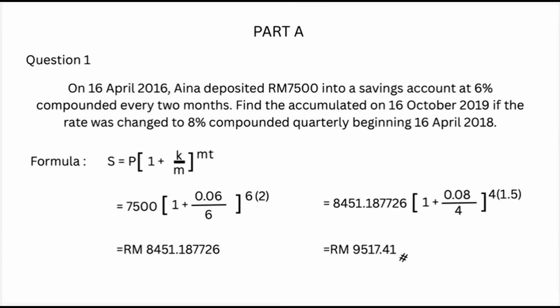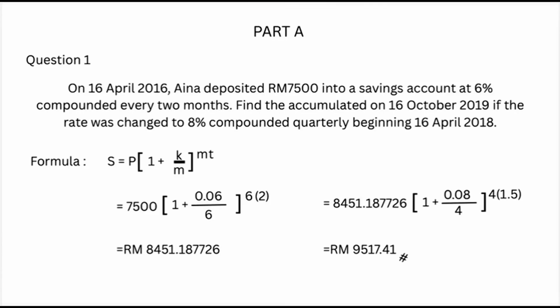Next, P is 7,500, K is 6%, M is 6, and T is 2. So we will get the answer, which is 8,451.1877266. We must keep all of the digits because it is not the final answer.